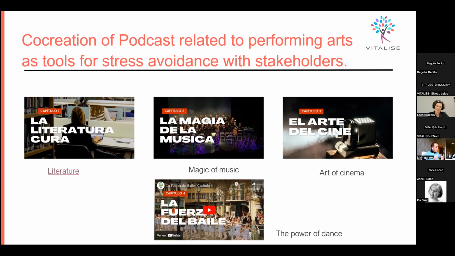And they were participating not as mere tellers of whether literature cured them or not, or whether they avoided stress or not, but they were part of this. They were part of this space, and they were part of this podcast. And we did the same with other performing arts, with different citizens as well, with music, with cinema, and with dancing. It takes a longer effort, but it was worthy because the result is much more inspiring.